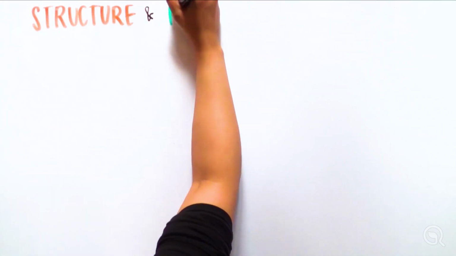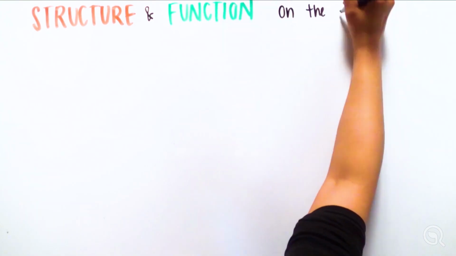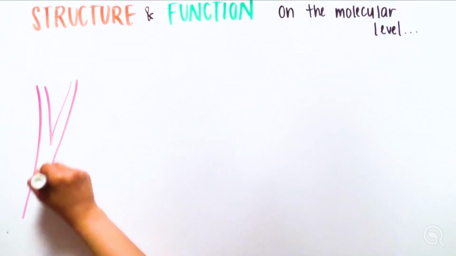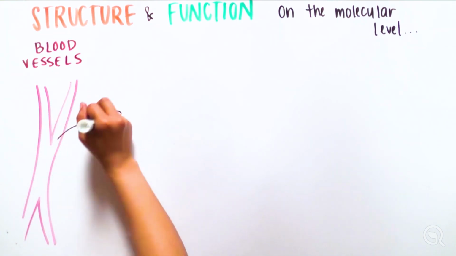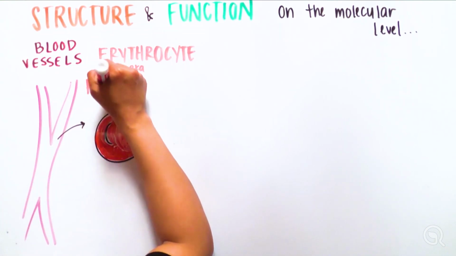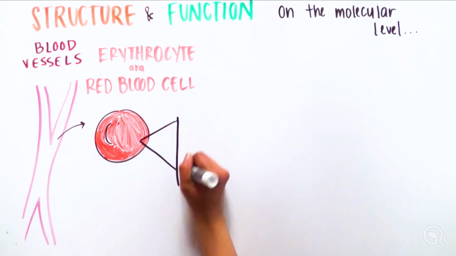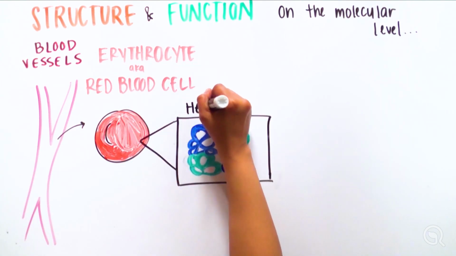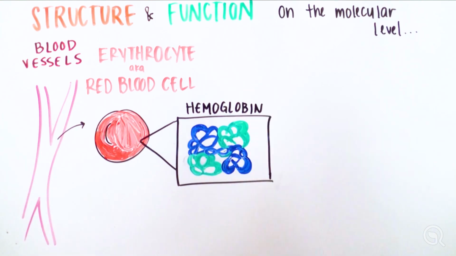The structure and function connection is found at all levels of biological organization, including the molecular one. Within the blood flowing through her blood vessels are erythrocytes, or red blood cells. Inside each red blood cell is an important protein called hemoglobin. Each protein has a unique shape that allows it to function. A hemoglobin protein is globular shaped and made of 4 protein chains, with each one folded onto itself.